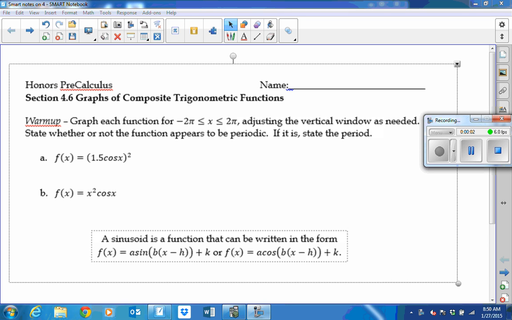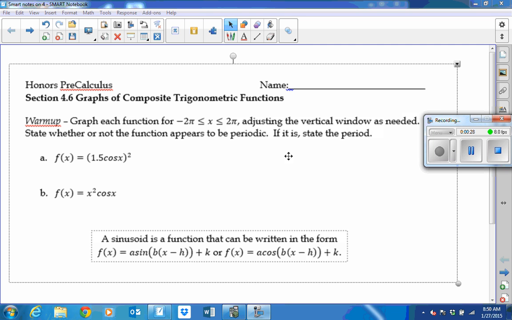In section 4.6, we're talking about graphs of composite trigonometric functions. So for the warm-up, graph each function for negative 2 pi is less than or equal to x is less than or equal to 2 pi. Adjusting the vertical window is needed. Well, what does this mean? This means that we're putting in our domain of our window as being negative 2 pi to 2 pi. So we're basically showing a domain of a total of 4 pi.